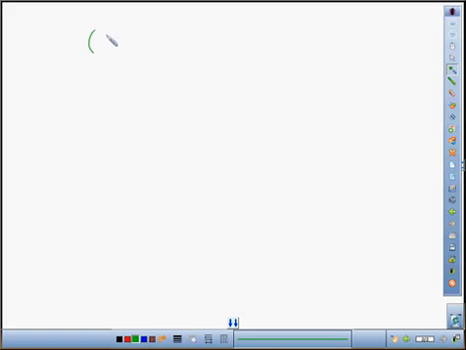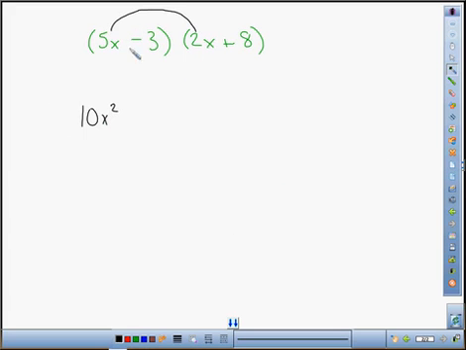Let's try one more example. 5x minus 3 and 2x plus 8. So first, outer, inner, last. So I'm going to need to multiply my first terms. 5 times 2 is 10, and x times x is going to be x squared. Outer.